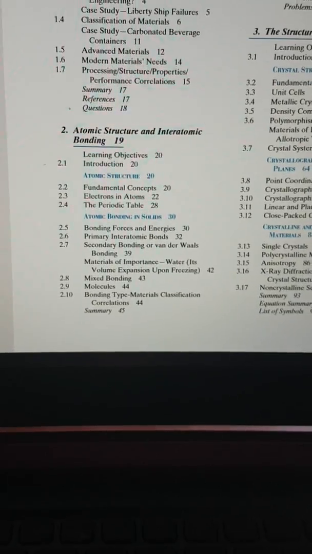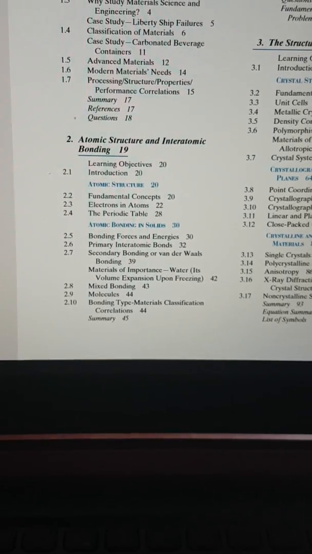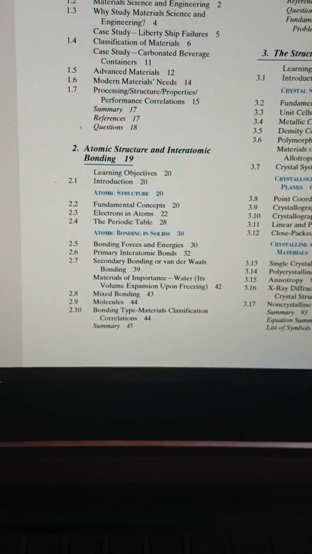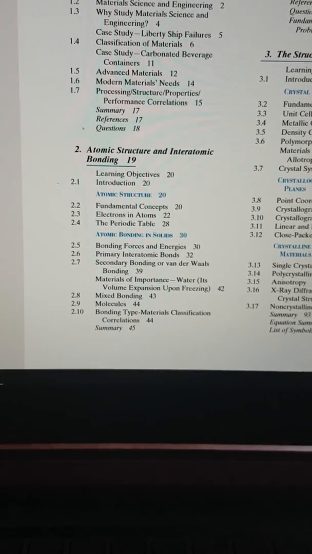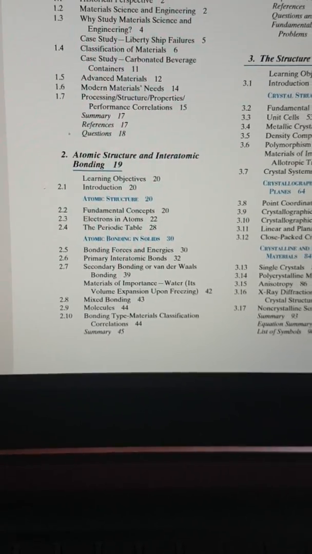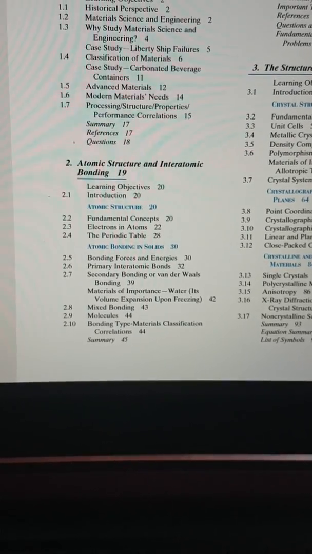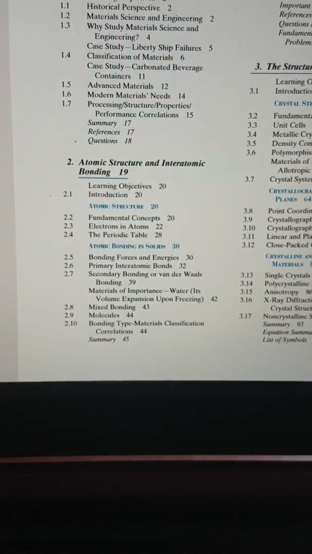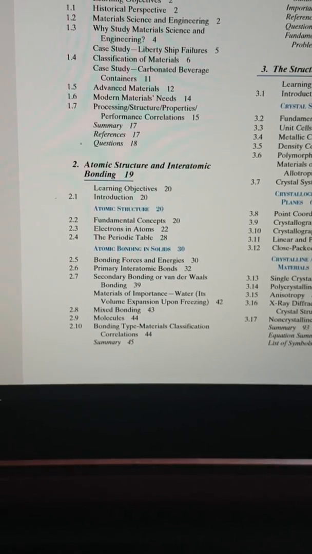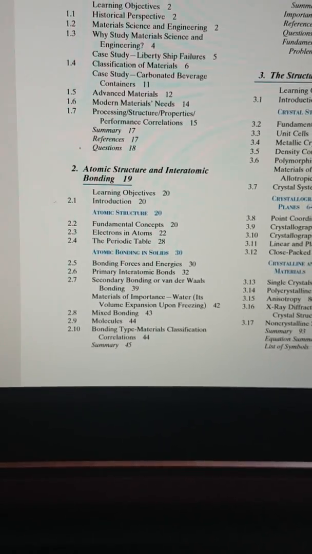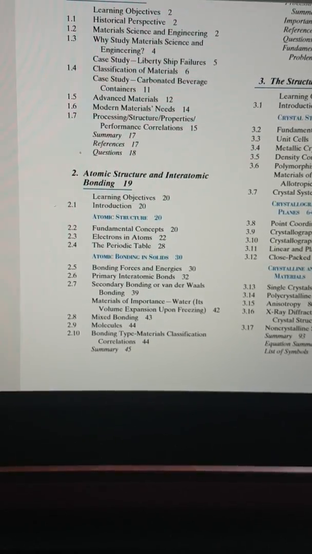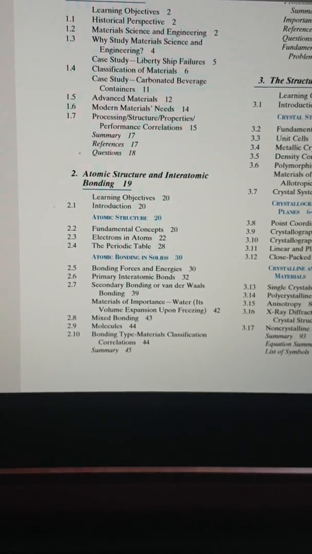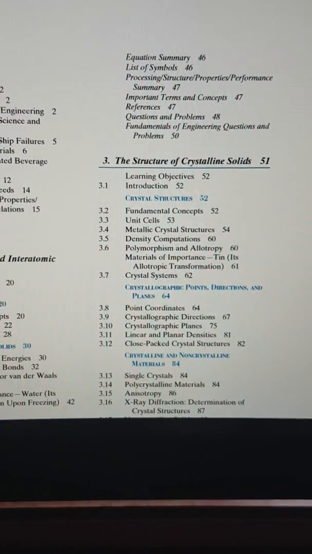Then we're going to look at the chemistry side of material science and engineering. We're going to look at the atomic structures in more detail, the fundamental concepts, electrons in atoms, the periodic table. We're going to also look at atomic bonding in solids. We're going to look at the bonding forces and energies, primary interatomic bonds, secondary bonds or van der Waals bonds, materials of importance. We're going to see mixed bonding, molecules, bonding types, molecule classifications, all this.